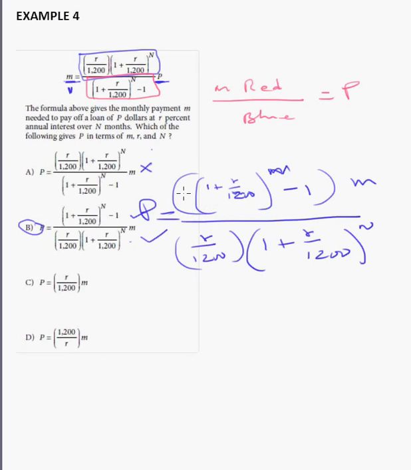So generally speaking, if you understand how to isolate variables, you can do some of these problems visually without having to put a pen on a piece of paper.